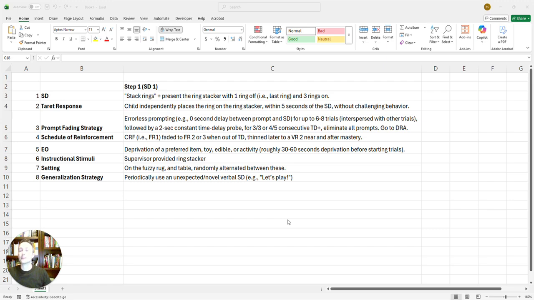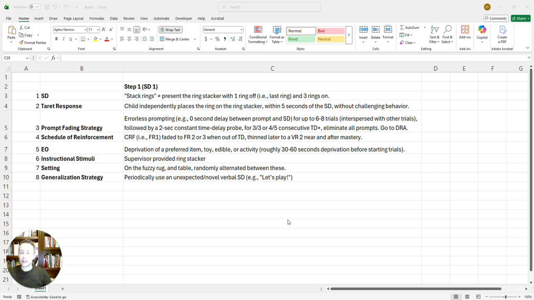What does it say? 2-second constant. Okay, so for 2 seconds you don't deliver a prompt. Because during those 2 seconds, you're probing to see if you just present those antecedent stimuli, do they evoke the target response? If they do, that's evidence that differential reinforcement prompt fading has had a function-altering effect on those antecedent stimuli, turn them into SDs.